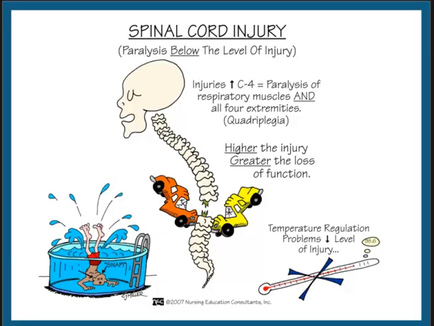Injuries above C4 equals paralysis of the respiratory muscles in all four extremities. So quadriplegic. Higher the injury, the greater loss of function. Temperature regulation problems are going to be below the level of injury. So let's take their spine. Anything below here is going to have dysregulation of their temps.